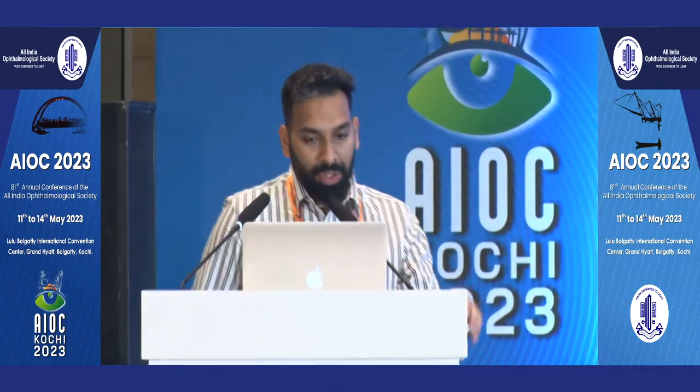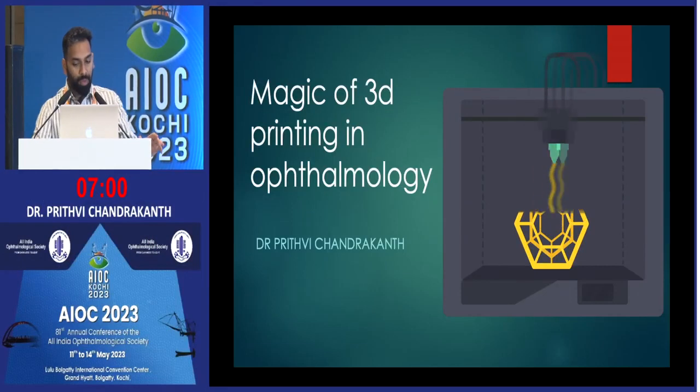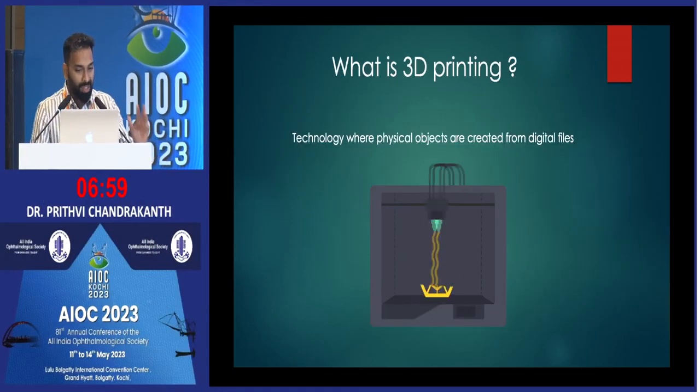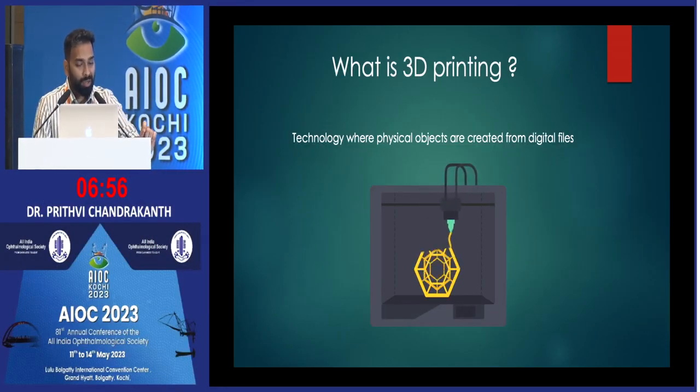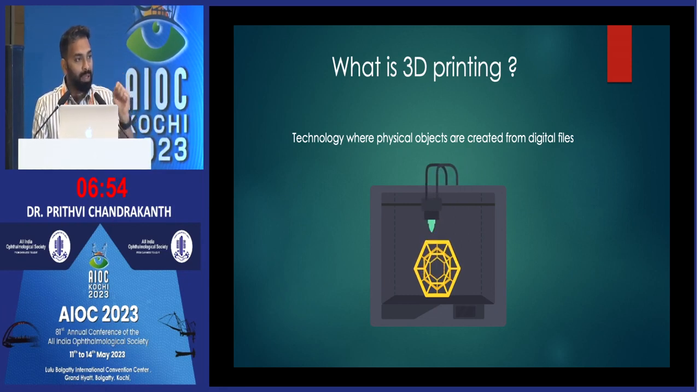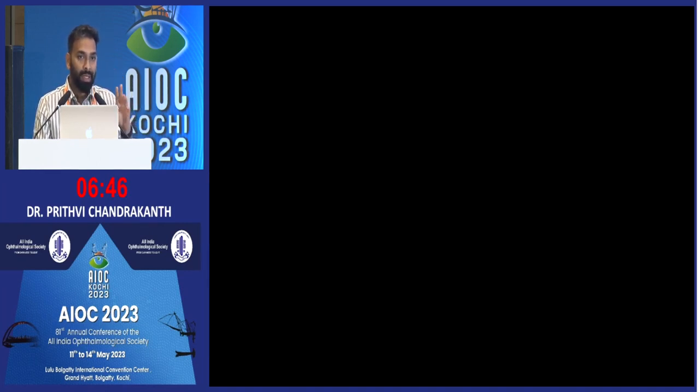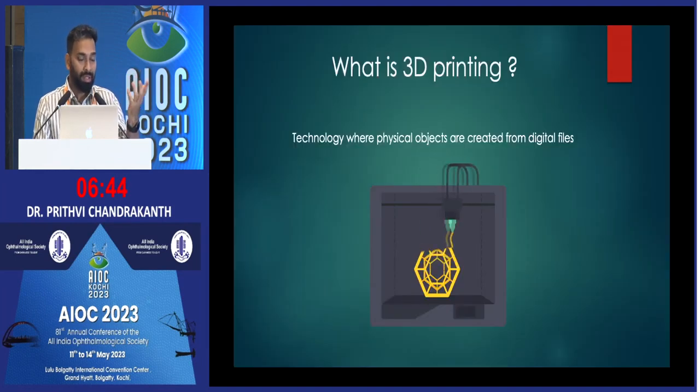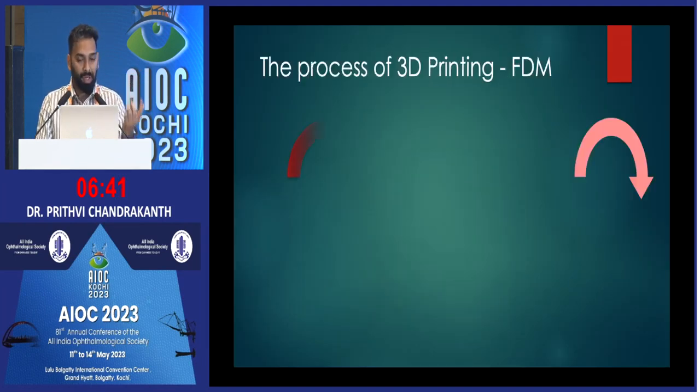I'll be talking about the magic of 3D printing in ophthalmology. So, what is 3D printing? Basically, it is a technology where we can build a physical object from a digital file. You can design something on your laptop and then get it developed physically. You will get it as a physical object.